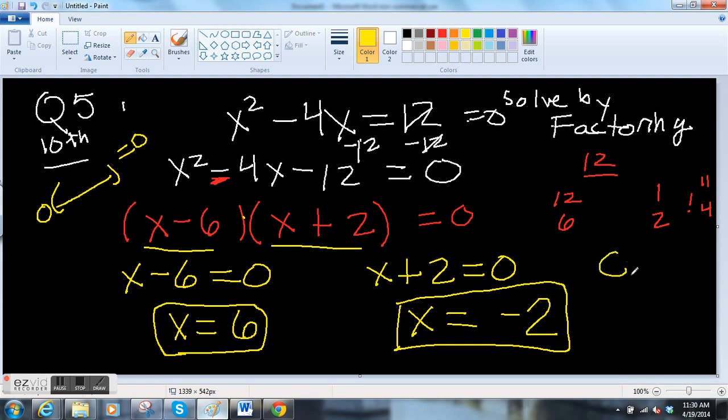You can always check your answers, right? You can plug this negative 2 back into the equation to make sure it equals 12, right? That would be 4 minus, negative 2 times 4 is negative 8. Does that equal 12? Yes. 4 plus 8 equals 12, etc. So that's how you can check your answers on these.